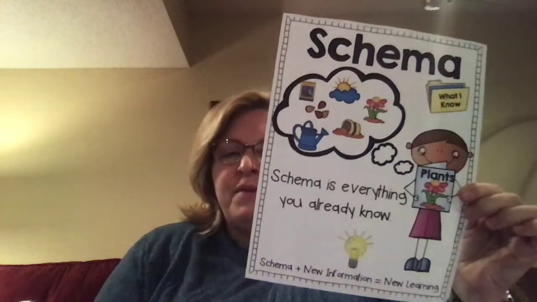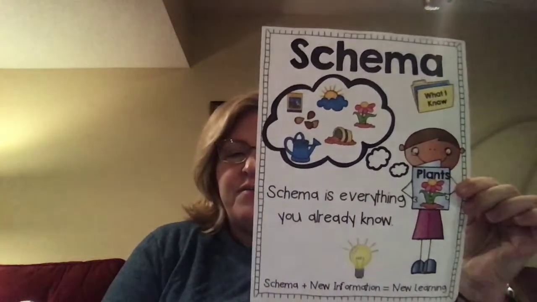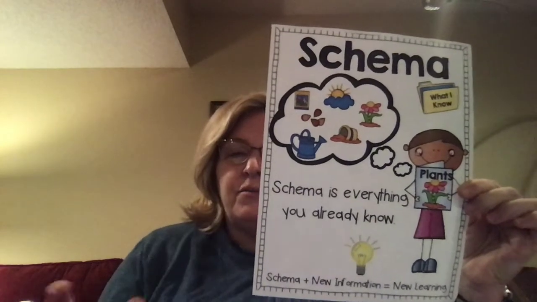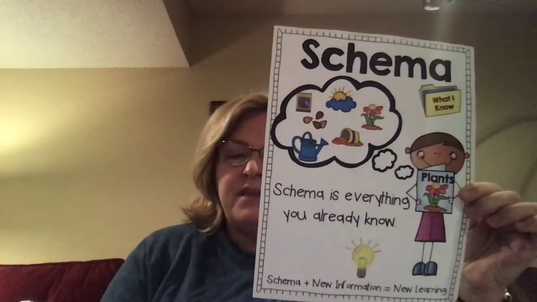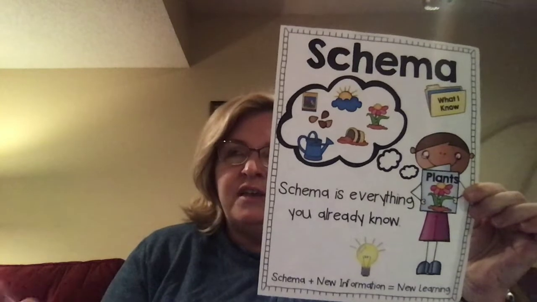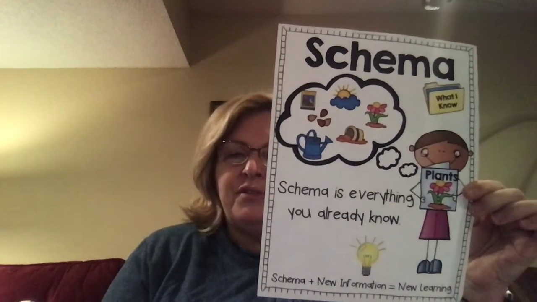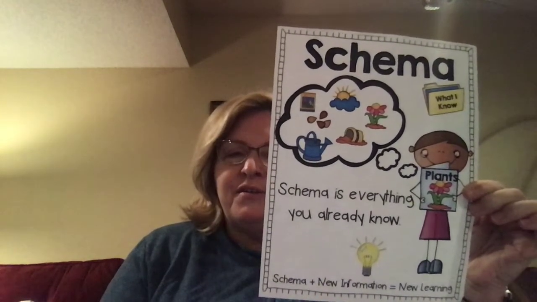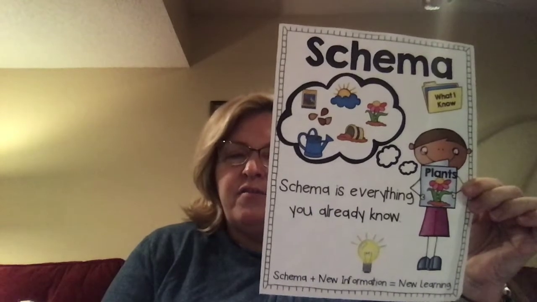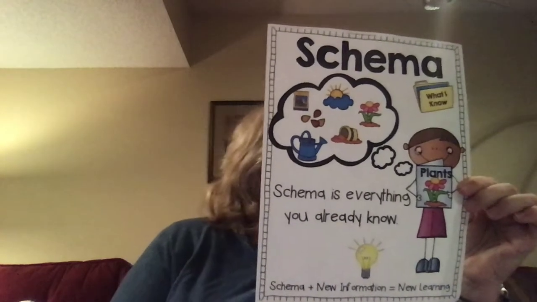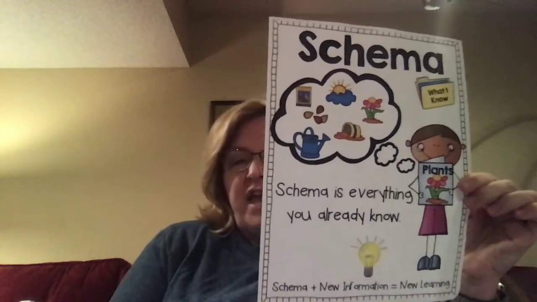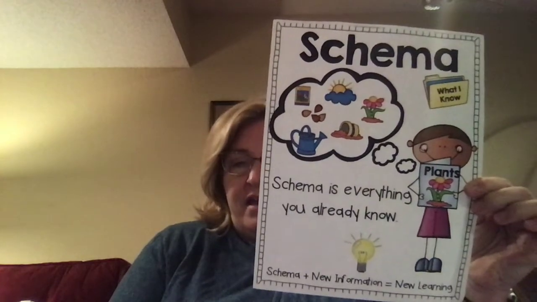It's time for our literacy and our read aloud. Today you're going to be using your schema. Remember that your schema is everything that you already know. We take what we already know on something, we add new information, and that gives us brand new learning. So you're going to be thinking about everything that you already know about which animals lay eggs.